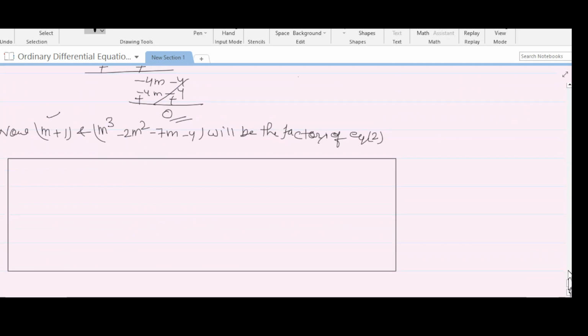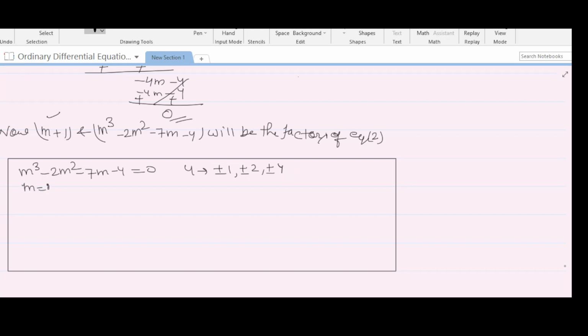This is our rough box. In this rough box we have to solve it. m cube minus 2m square minus 7m minus 4 is equal to 0. Again, the factors of 4 are plus minus 1, plus minus 2 and plus minus 4. First we will check for m equal to 1.